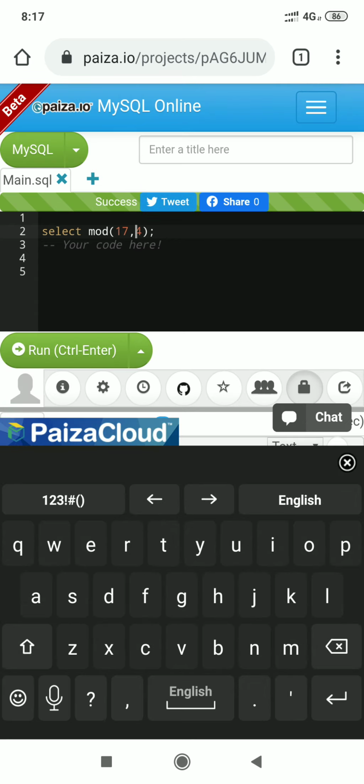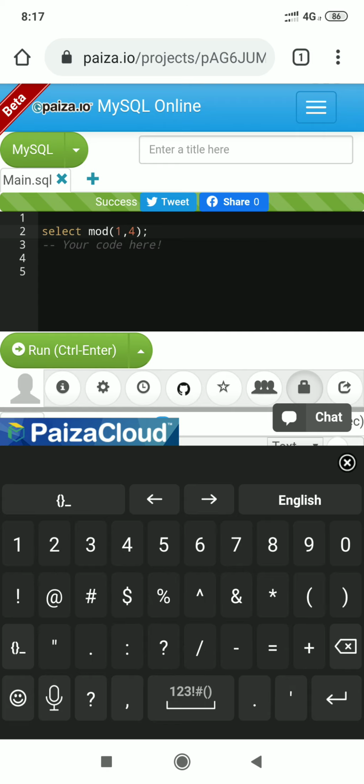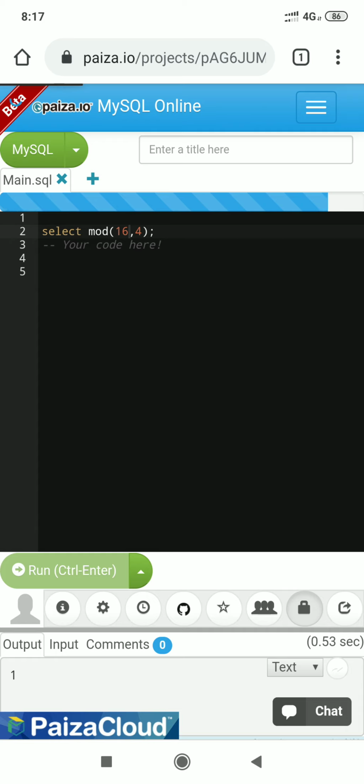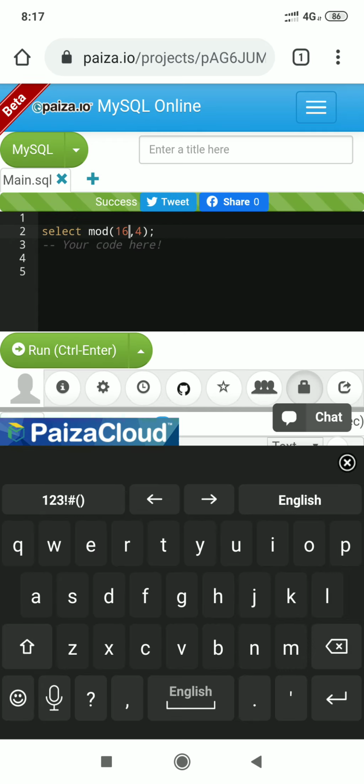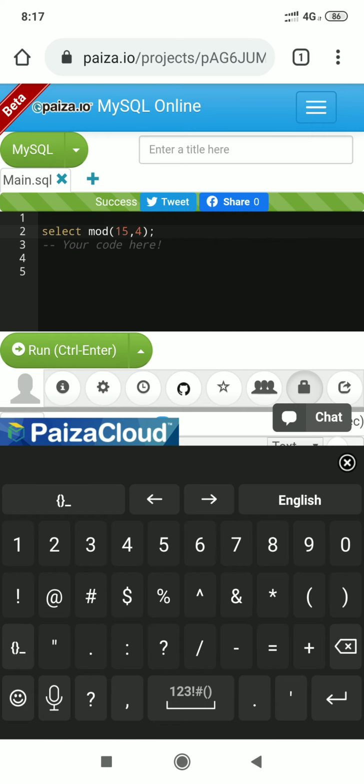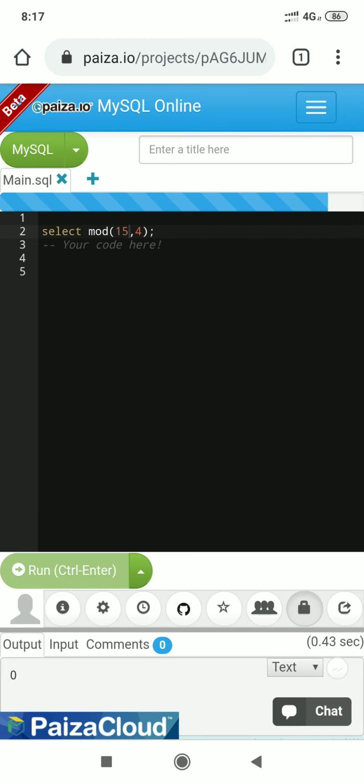Now I make a change here in the argument. I write 16. 16 divided by 4 means 4 times. There should be no remainder. It is 0. Now I make a change here: 15. 15 divided by 4 should divide 3 times. The remainder will be 3.